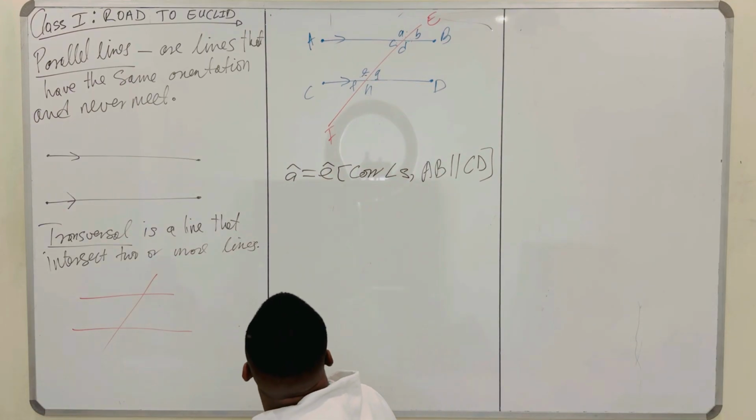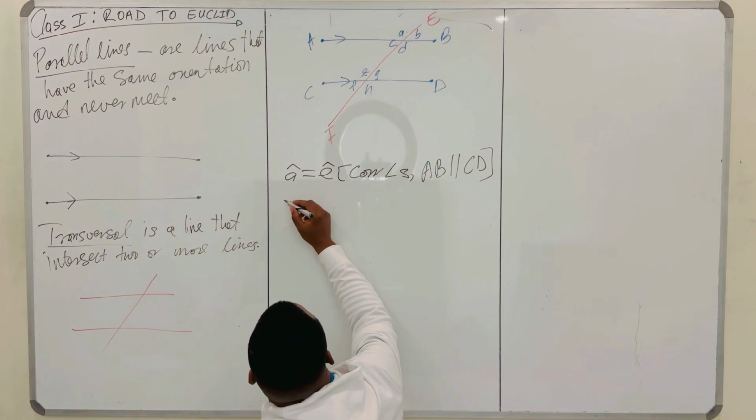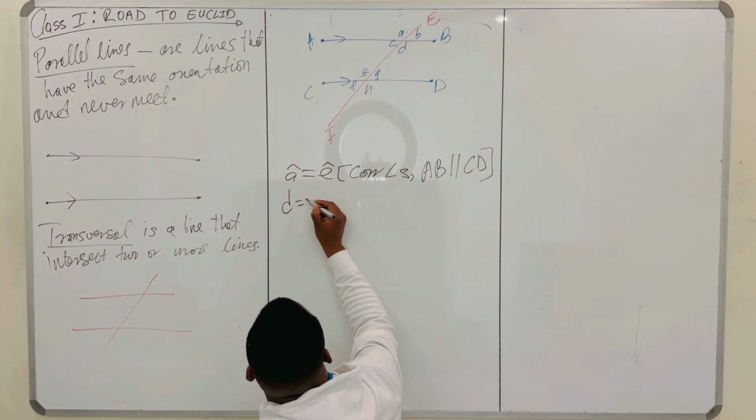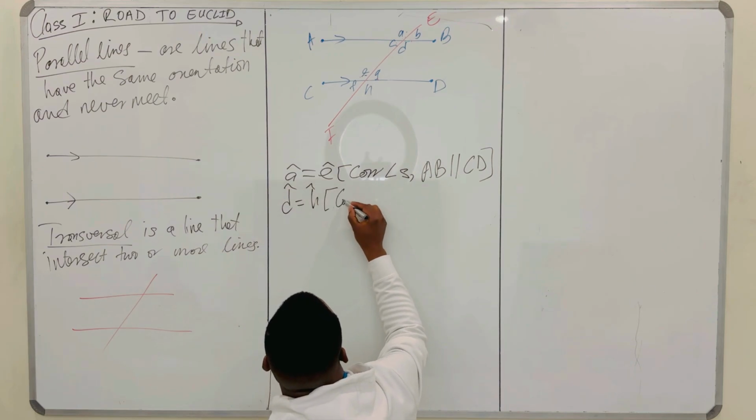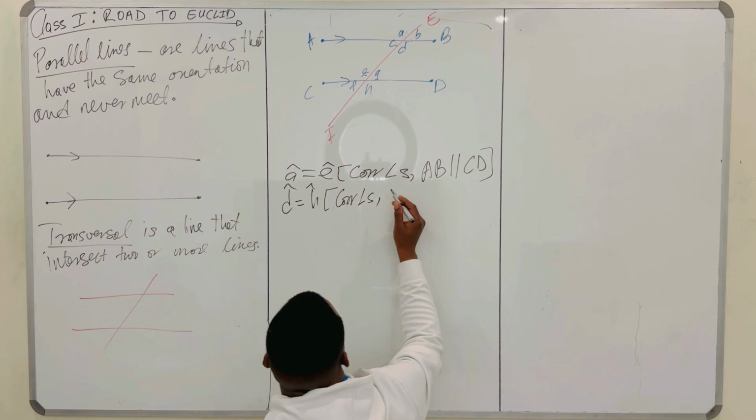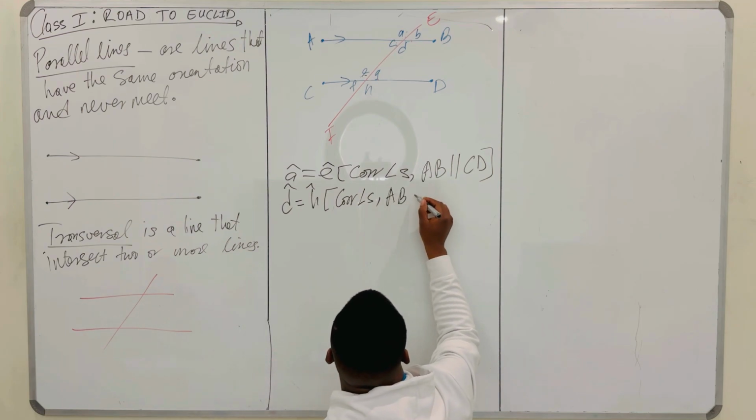Do you guys see any other corresponding angles? Angle D, supposed to be angle H. Why? Corresponding angles. Your AB is parallel to CD.